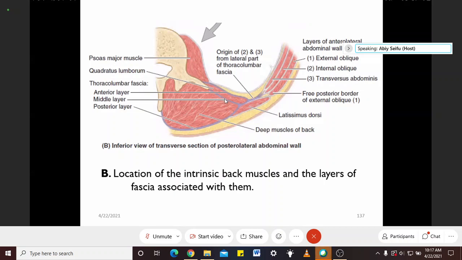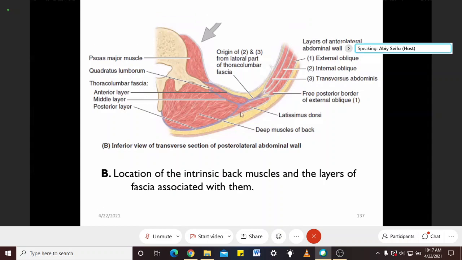Look, between the middle and the anterior layers there is the quadratus lumborum muscle, which forms the posterior wall of the abdomen and is not part of the back muscles. Whereas deep to the posterior layer of the thoracolumbar fascia, there are the deep back muscles, the proper deep back muscles. They are covered superficially by the posterior layer, and deeply by the middle layer of the thoracolumbar fascia.